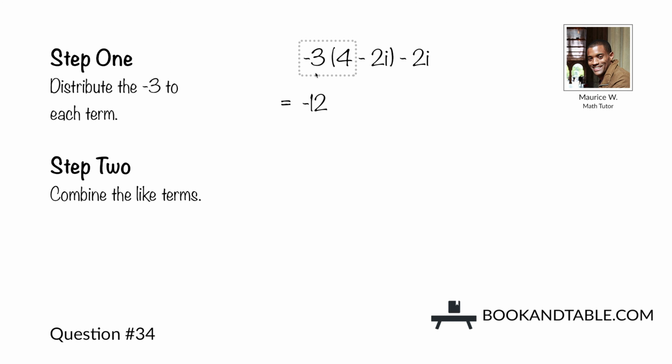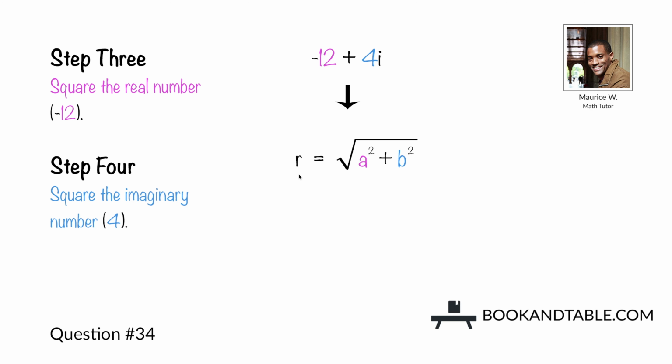First, we want to distribute the negative 3 to each term inside here, giving us negative 3 times 4, which is negative 12. Negative 3 times negative 2i is positive 6i, minus 2i. 6i minus 2i is equal to 4i. So negative 3 times 4 minus 2i, minus 2i is equal to negative 12 plus 4i. So now that we have it simplified into a complex number, we can use our formula for modulus. R is equal to the square root of the real number squared plus the imaginary number squared.